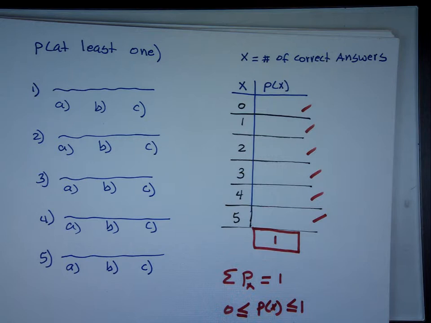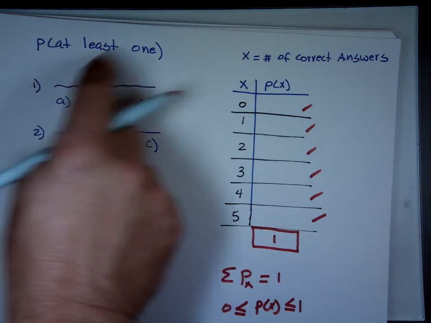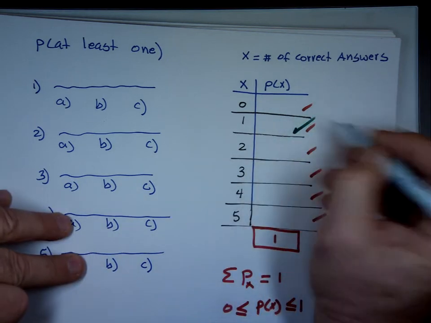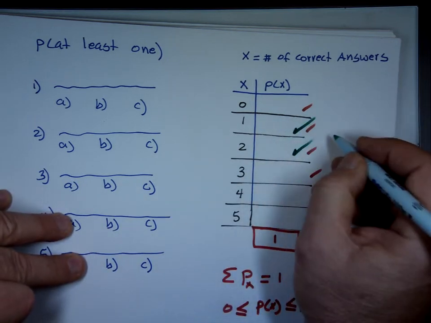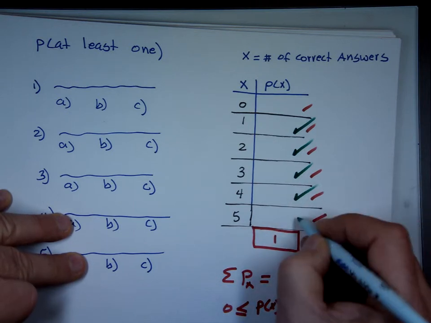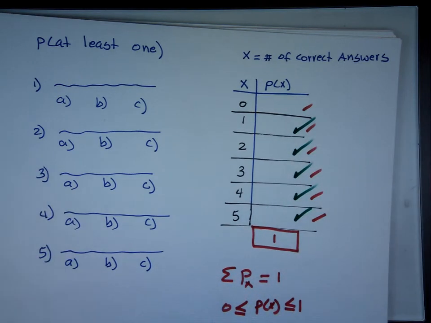Here's the question. What is the probability of at least 1 correct answer? At least 1. What does that mean if you saw that? 1 or more. That means I've got to find this answer, this answer, this one, and that one, and I've got to find this and add them. Every one of them.